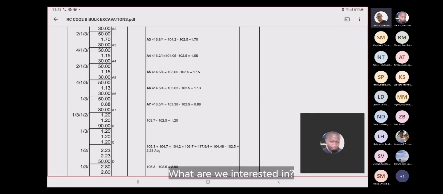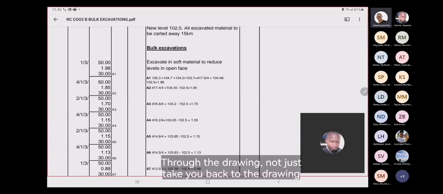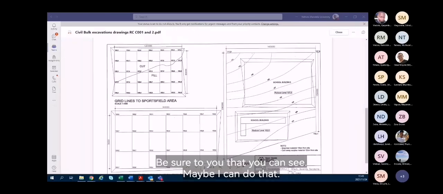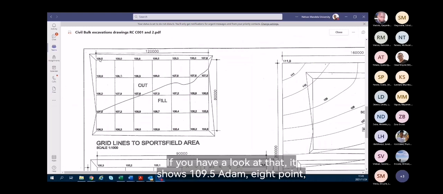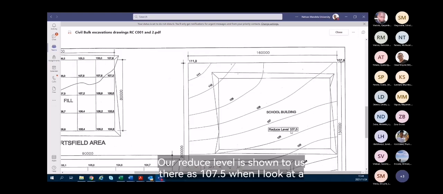What are we interested in? When I take you back to the drawing again, to show you that you can see, maybe I can blow that up some more. Okay. If you have a look at that, it shows 109.5, 108.9, 108.2, 107.5, 106.3. And we notice that our reduced level is shown to us there as 107.5.